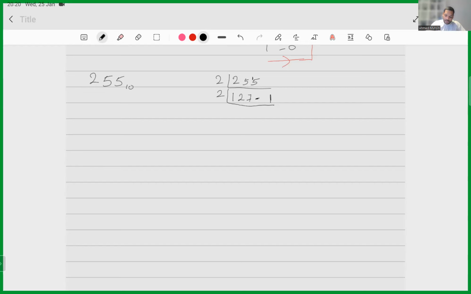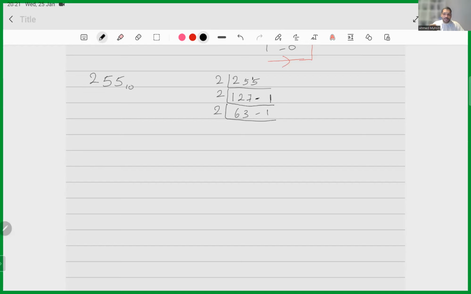Let's take, we cannot take 1, so let's take 12. In 12, how many 2's do we have? We have 6. There is no remainder. In 7, how many 2's do we have? In 7, we have 3 2's, and we have a 1 remainder. Let's keep going.